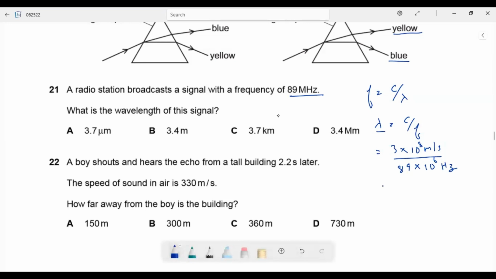So while doing this, you'll be getting 3 by 89 into 10 raised to 8 minus 6, since the 6 goes on top. 3 by 89 is equal to 0.033 into 10 raised to 2. Adjusting to two significant figures, that is 3.37 meter, which is approximately equal to 3.4 meter. B is the right answer.